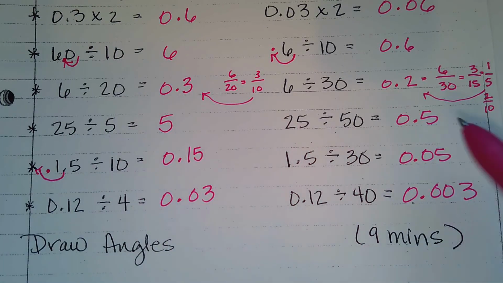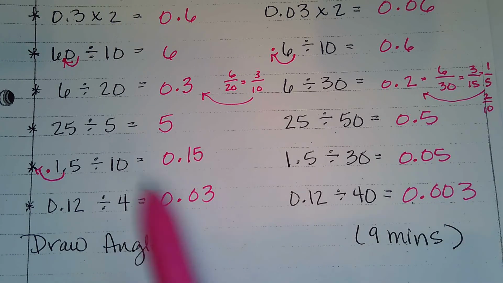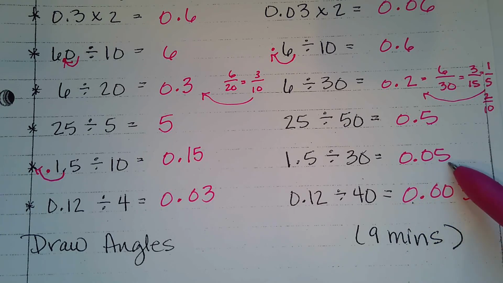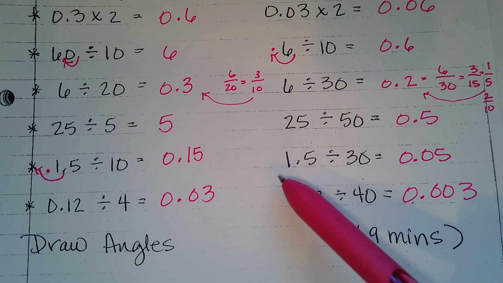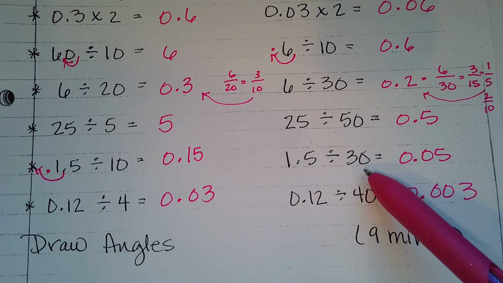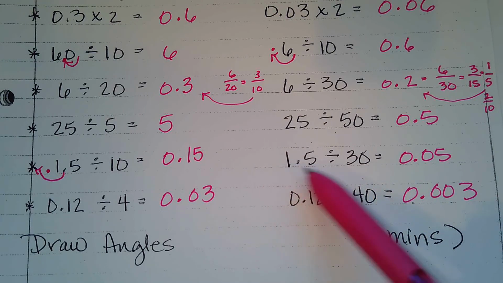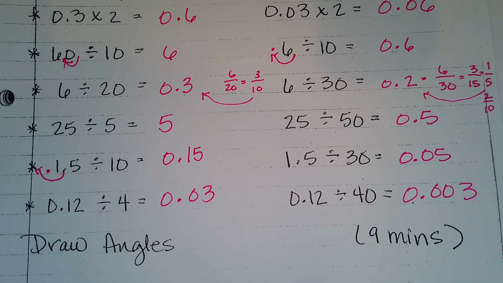25 divided by 5 is 5, 0.5, 0.15, 0.05. So if you get rid of the decimal, it's 15 divided by 30. And you know by moving the decimal, you have to have two numbers behind the decimal.